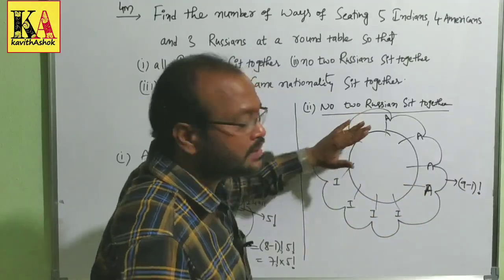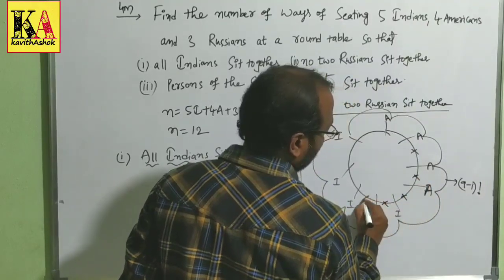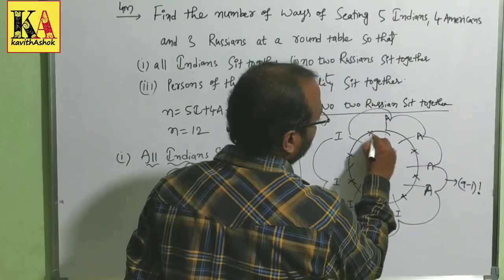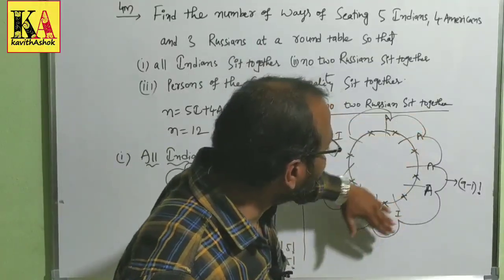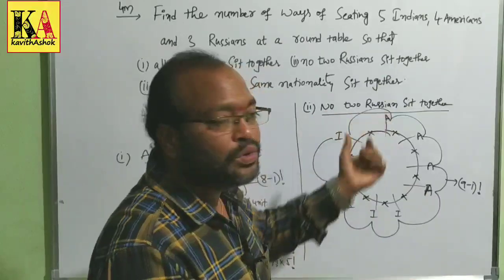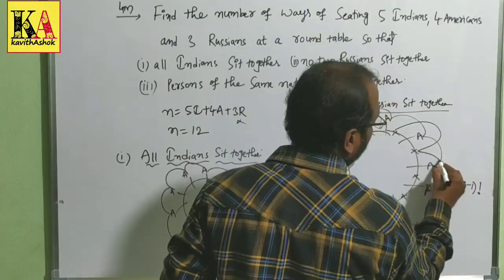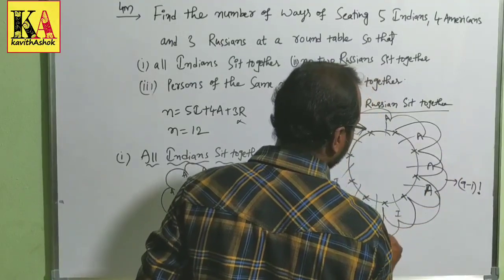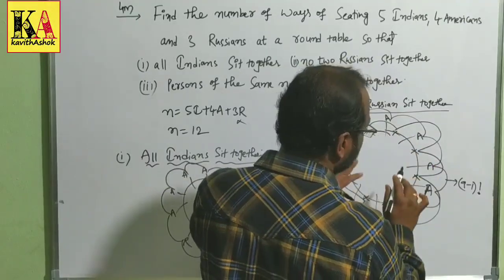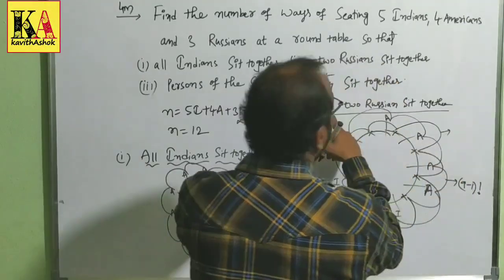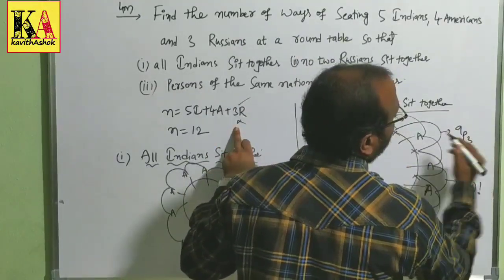Now, for the Russians, how many places are there? Look at here. 1, 2, 3, 4, 5, 6, 7, 8, 9. 9 places are there to seat Russians. If they sit in these places, then automatically the condition will be no two Russians sit together. So how many ways can they be arranged? These are the things. So total how many places are there? 9 places. In these 9 places, we can arrange 3 Russians in 9P3 ways.